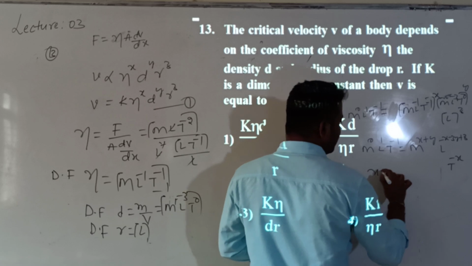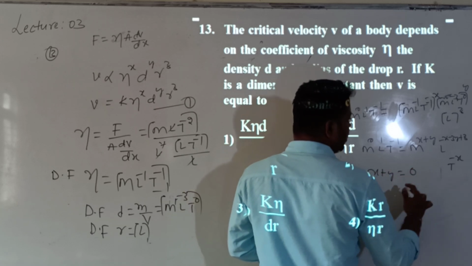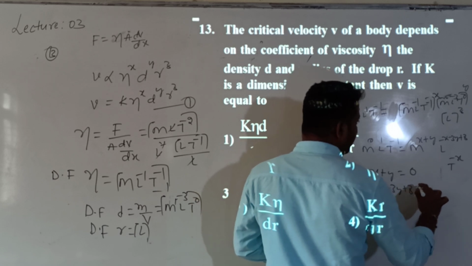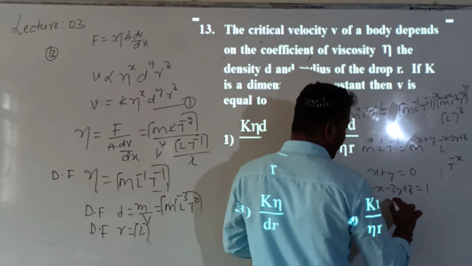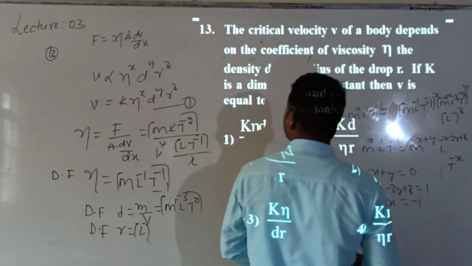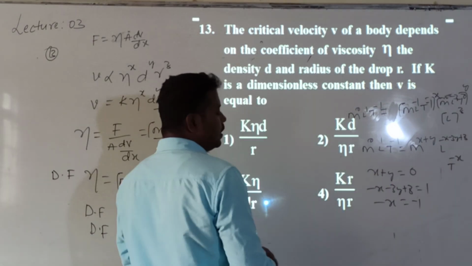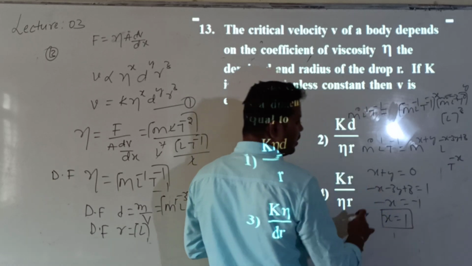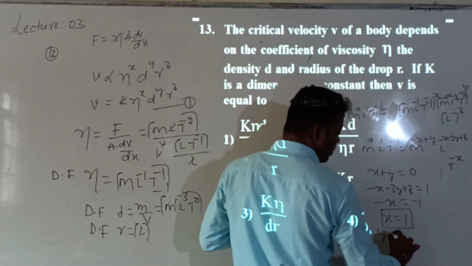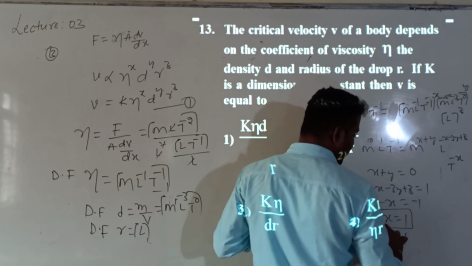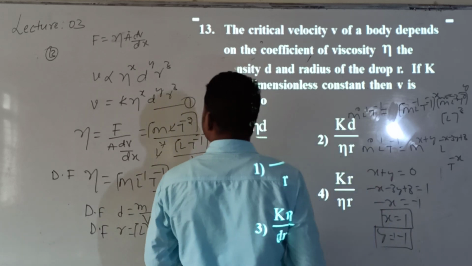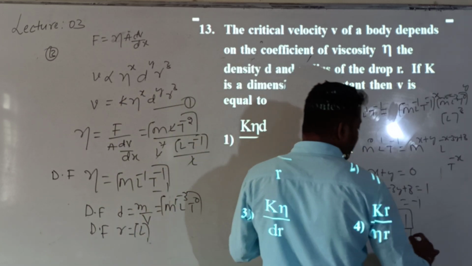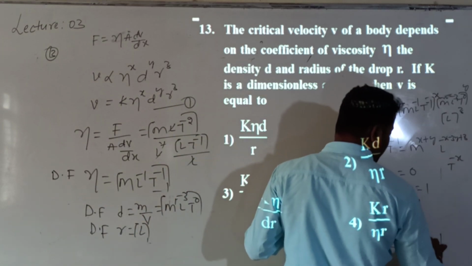Then comparing this, x plus y is equal to 0, minus x minus 3y plus z is equal to 1, and minus x is equal to minus 1. That is, x is equal to 1. By substituting x equal to 1, I will get y equal to minus 1. After simplification, I will get z also equal to minus 1.